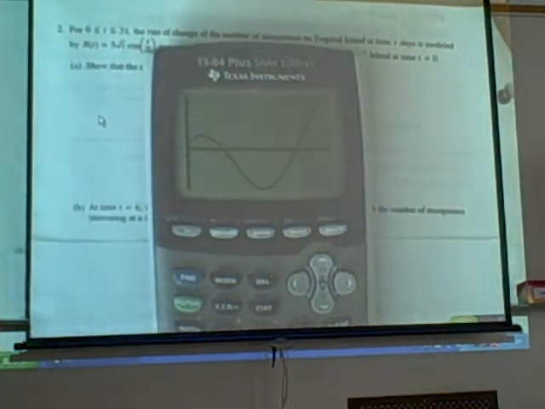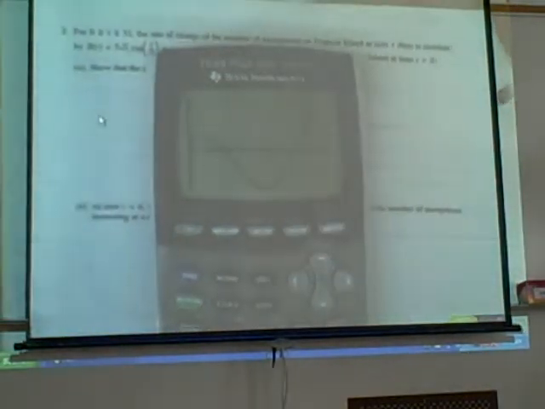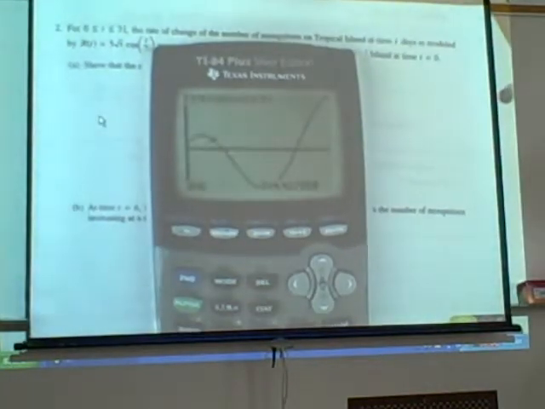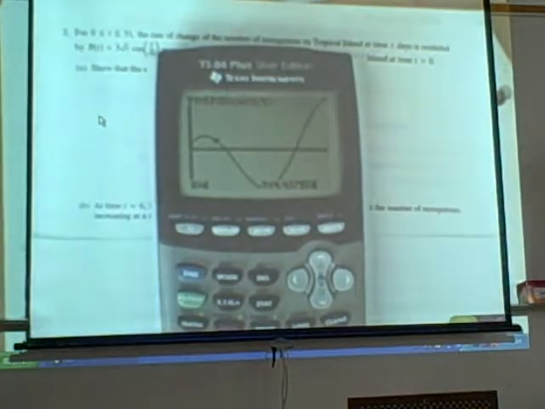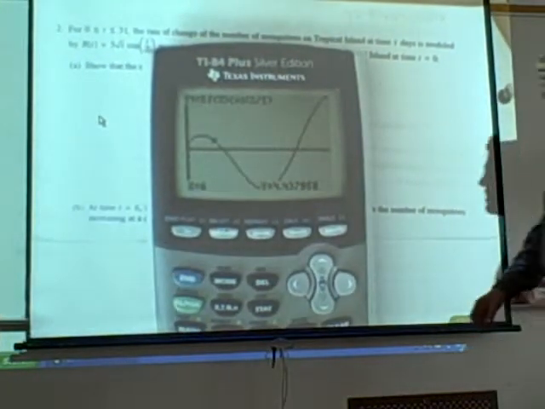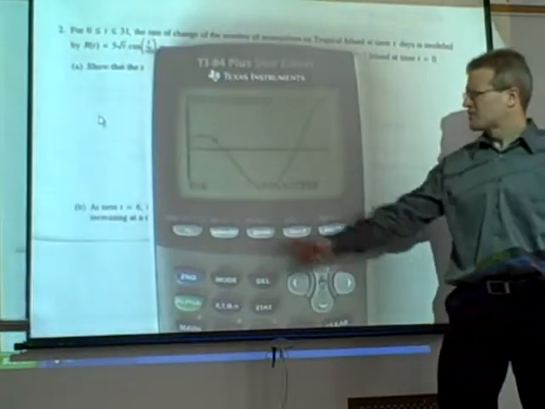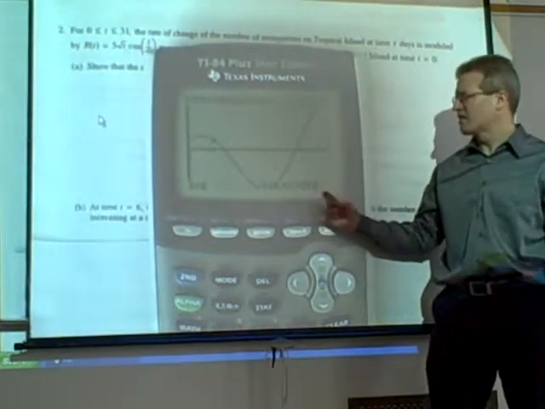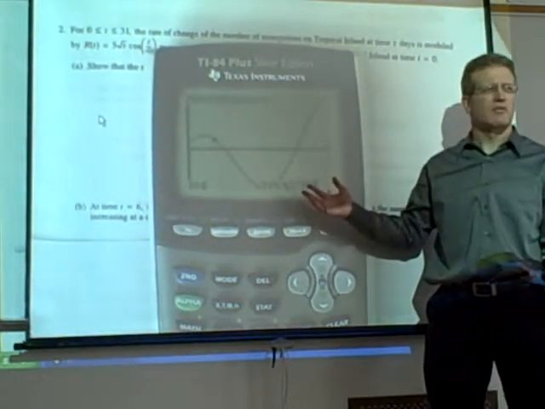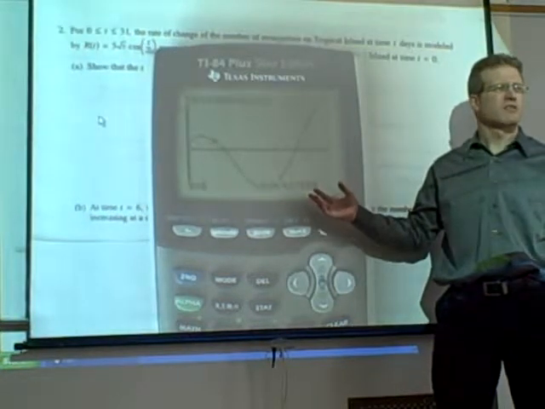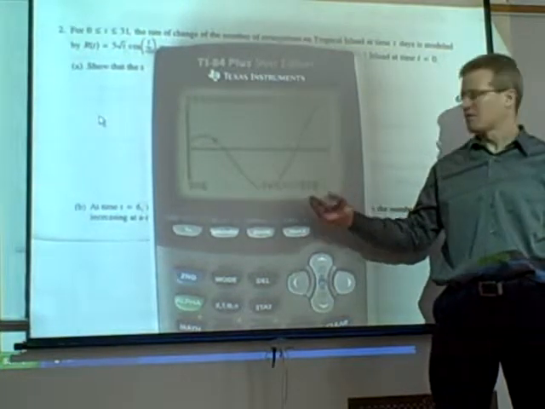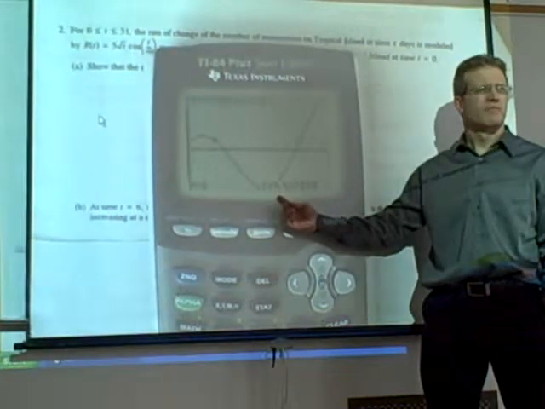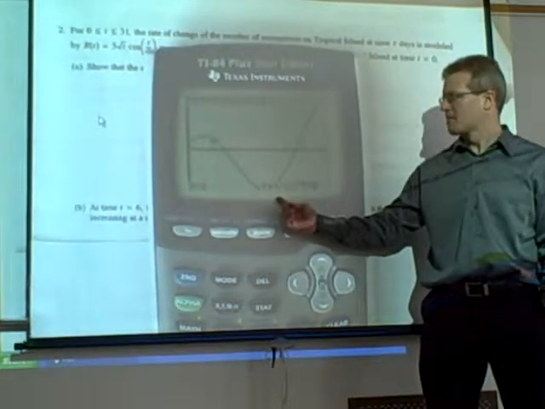Now the question is at 6 days. If I hit trace, 6, enter, it's given me this point. It says that x equals 6, y equals 4.437958. So what does that tell me about the number of mosquitoes on the island? Does that mean there's only 4 mosquitoes on the island? There's 4,000?